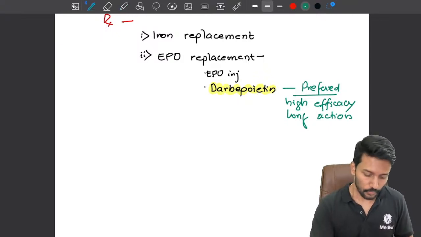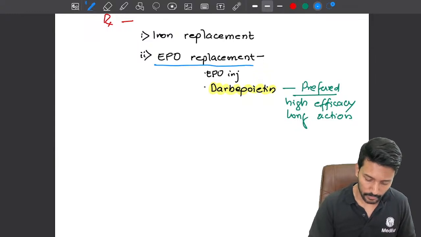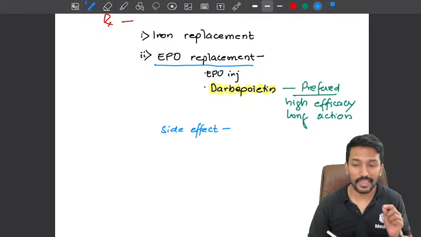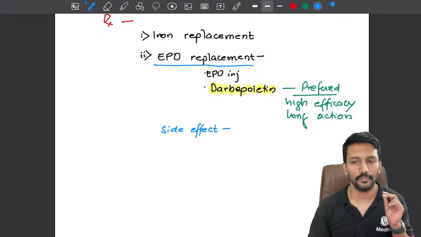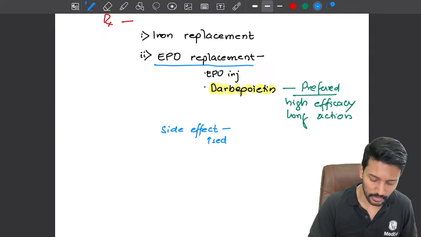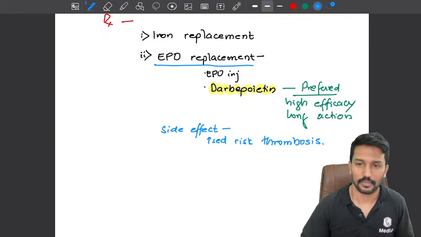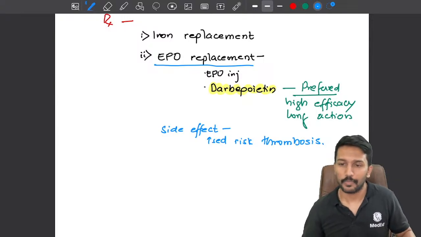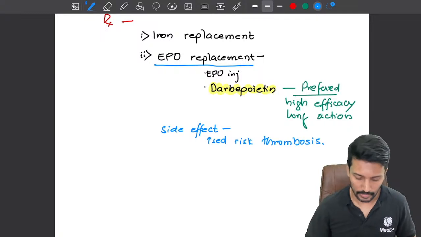Clear? Now you have to also remember one important side effect of the erythropoietin replacement therapy. Erythropoietin not only stimulates the RBC synthesis, it can also stimulate the platelet production, leading to increased risk of thrombosis. So one of the concerns with erythropoietin therapy is increased risk of thrombosis. The reason I am talking about it is there was a question in the FMGE about this. A patient was started on erythropoietin. He presented with leg swelling. What do you suspect? A deep vein thrombosis should have been the answer.